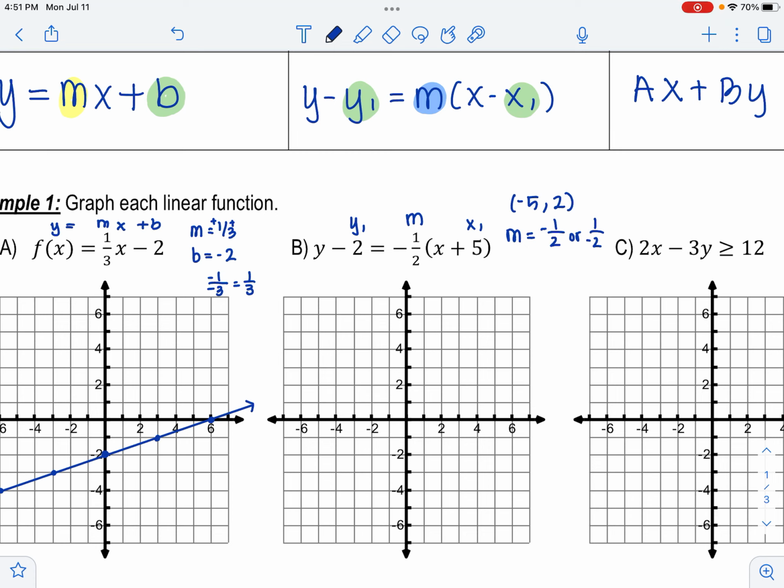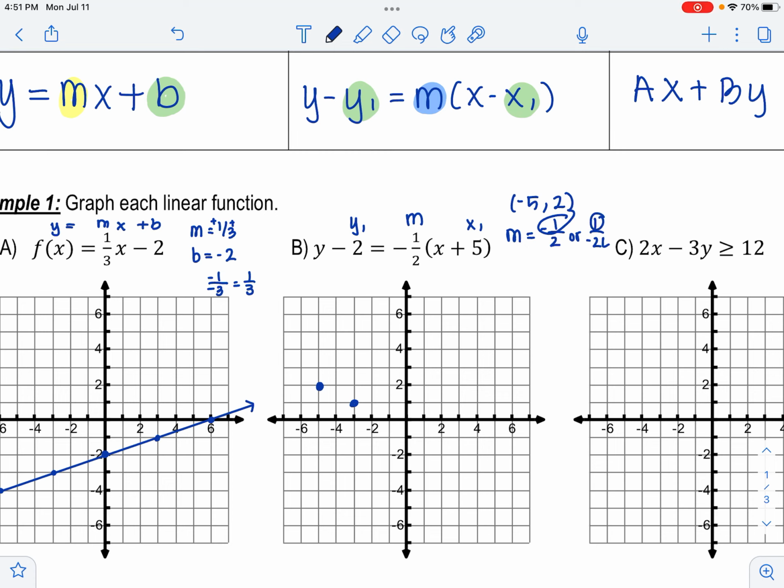First, we're going to start off by graphing the point (-5, 2). And then we are going to use our slope to get another point. So I'm going to go rise -1/2. So that means go down 1. Sorry, rise -1. So go down 1. Run 2. So that means go right 2. Or you could also rise 1, left 2.